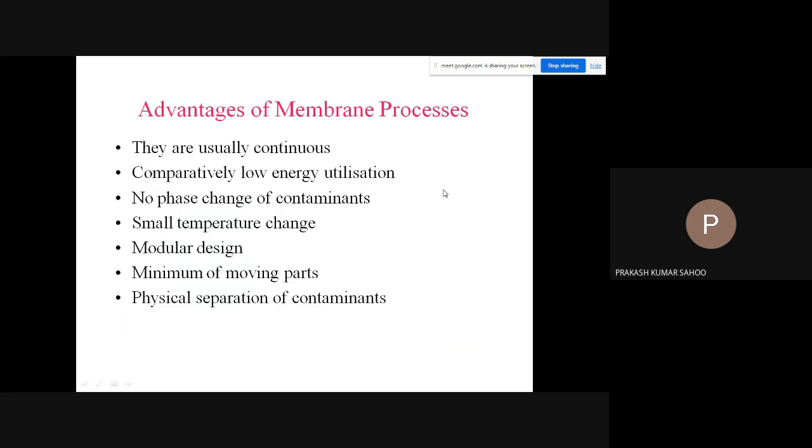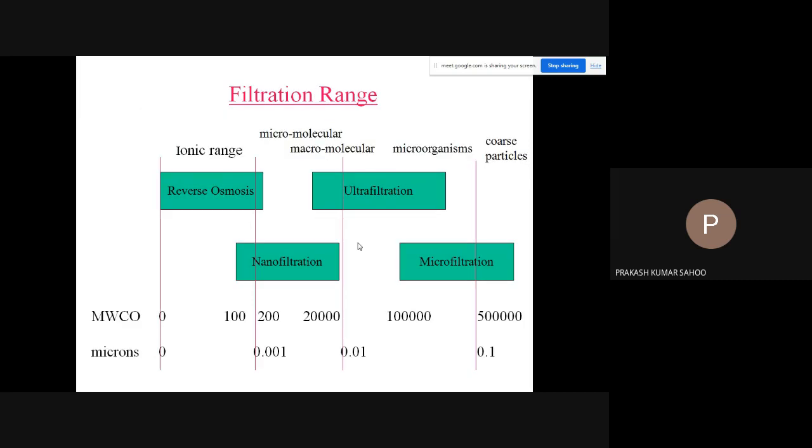Then we have the advantages. They are usually continuous, comparatively low energy utilization, no phase change of contaminants, small temperature change, modular design, minimum of moving parts, and physical separation of contaminants, which are also among the advantages of membrane processes.